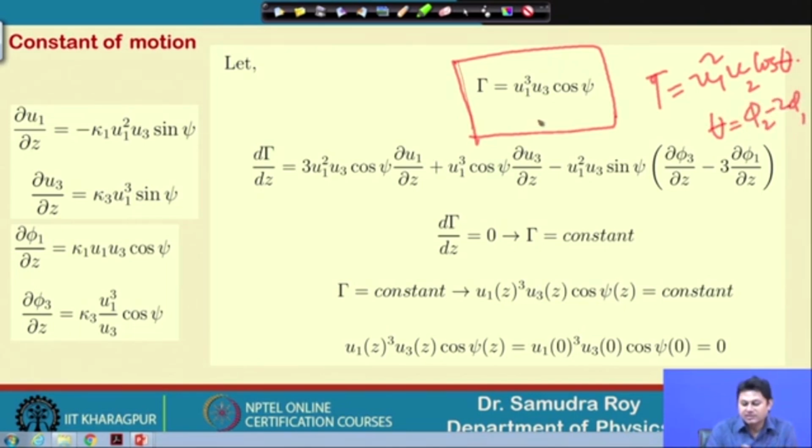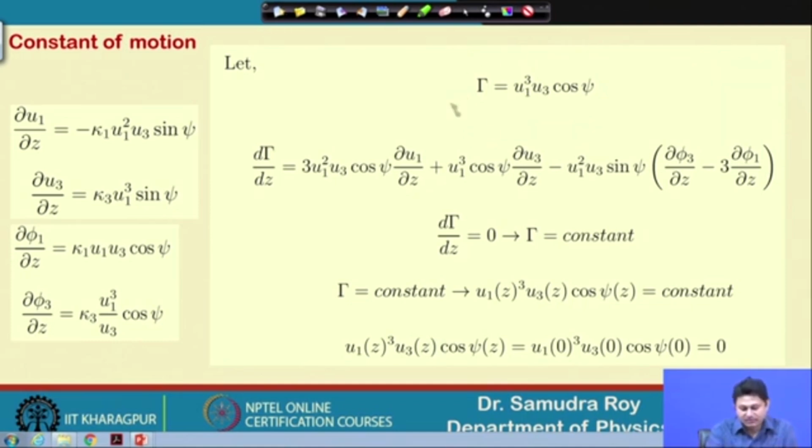It is exactly a similar kind of expression that we have right now, but instead of having u1 square, we have u1 cube, and u2 is replaced by u3, because u2 was the amplitude of the field corresponding to the second harmonic. Here we are dealing with the third harmonic, that is why the nomenclature is different. It is now u3. So, once we have this expression, we consider this as a constant and try to find out whether this is really constant or not.